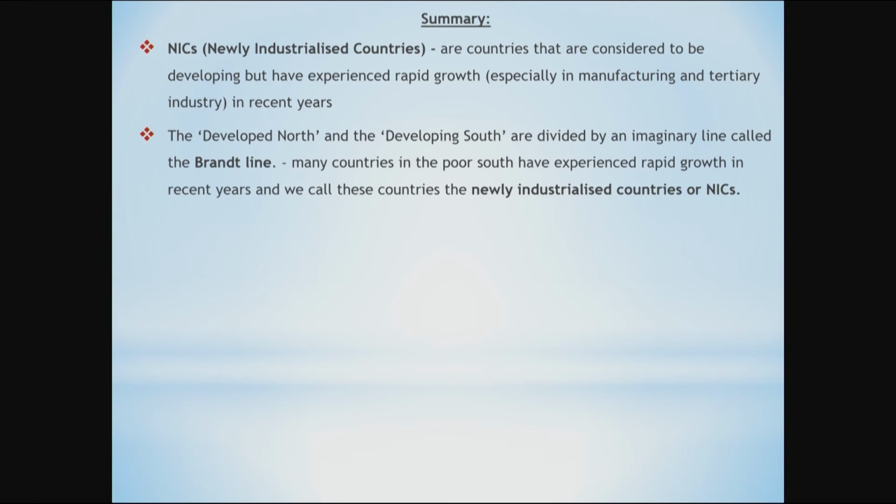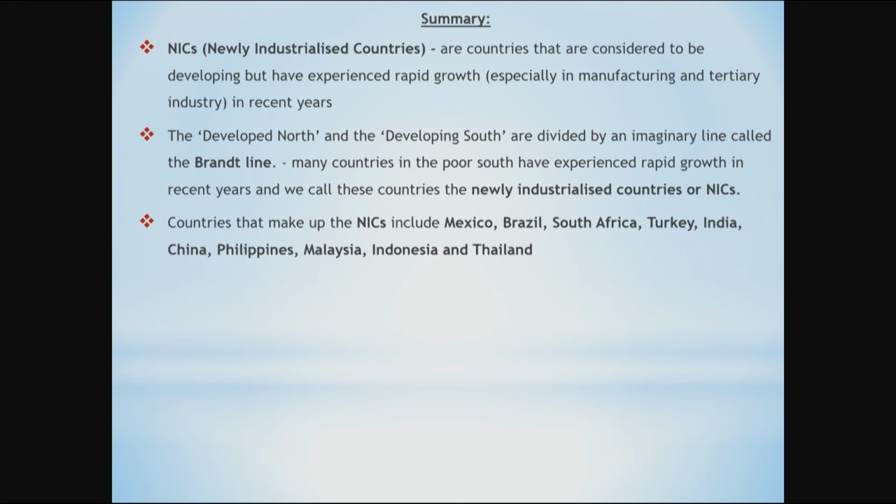We also learned that the developed North and the developing South are divided by an imaginary line called the Brandt line. Many countries in the poor South have experienced rapid growth in recent years, and we call these countries the newly industrialized countries, or NICs. Countries that make up the NICs include Mexico, Brazil, South Africa, Turkey, India, China, Philippines, Malaysia, Indonesia, and Thailand.